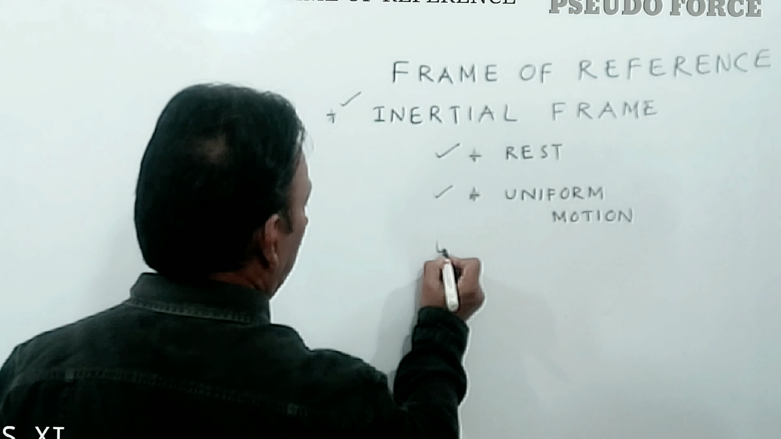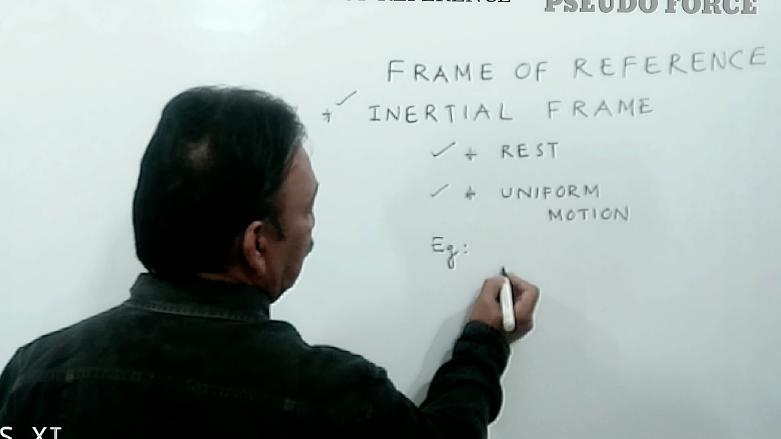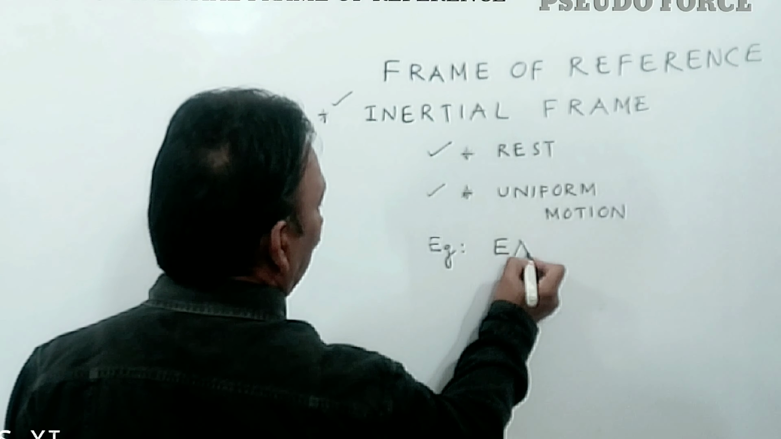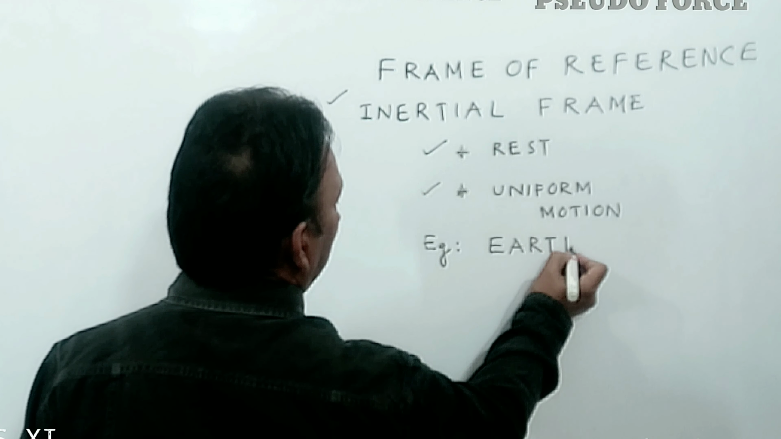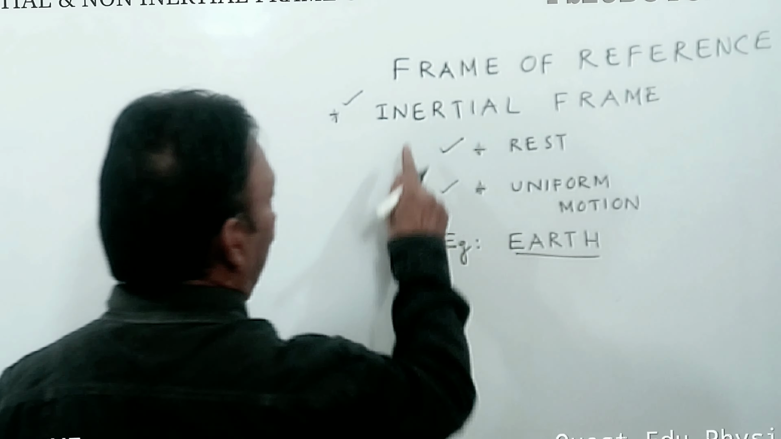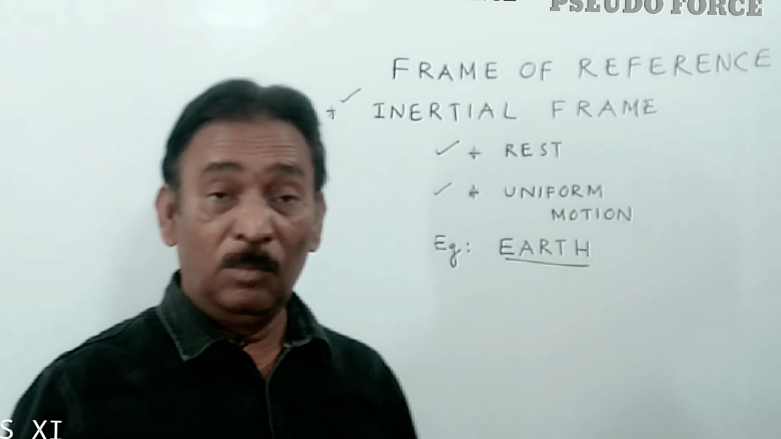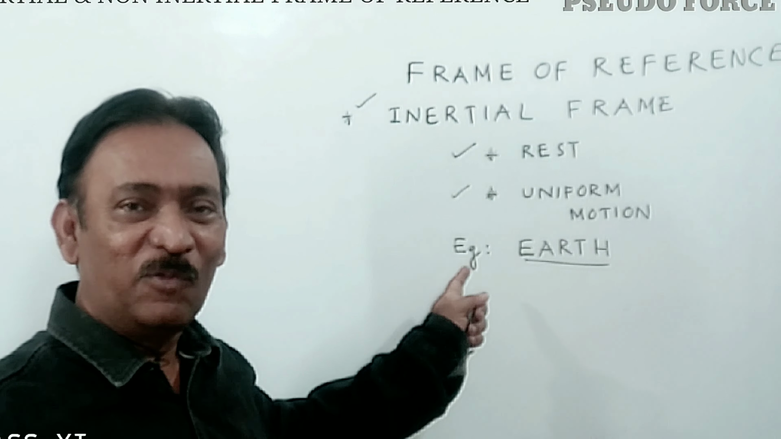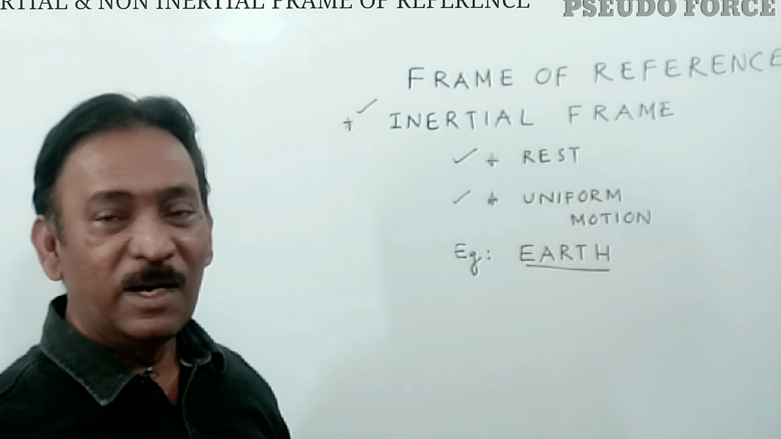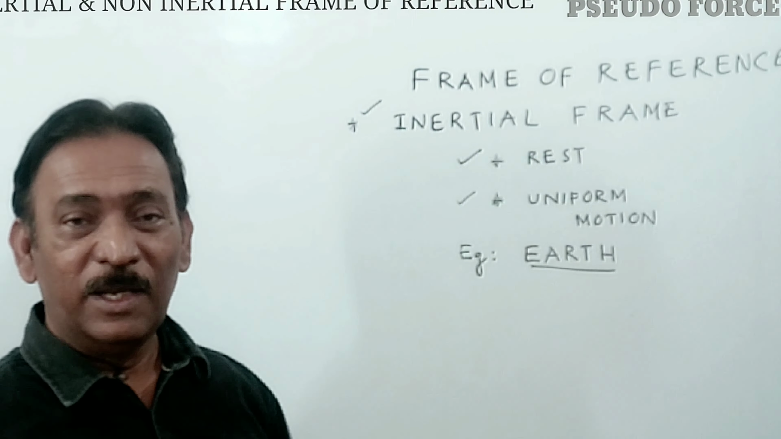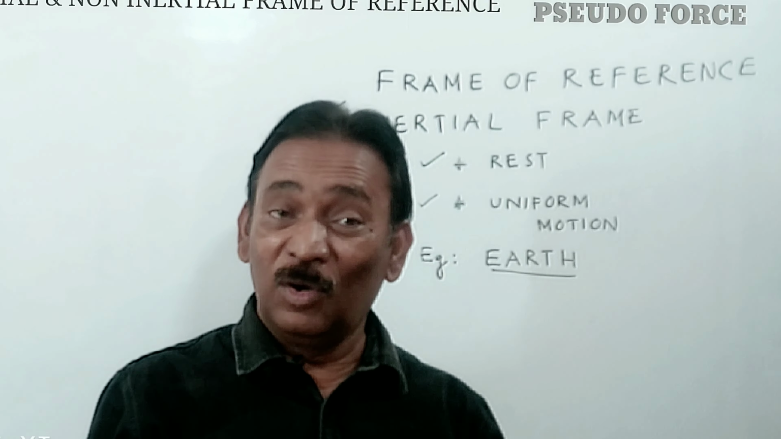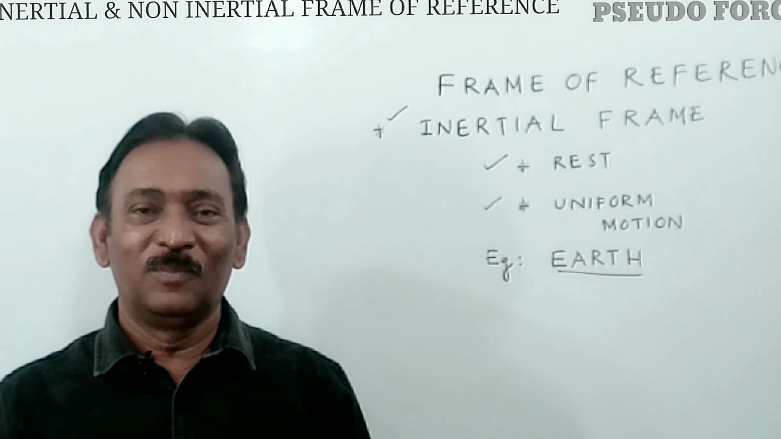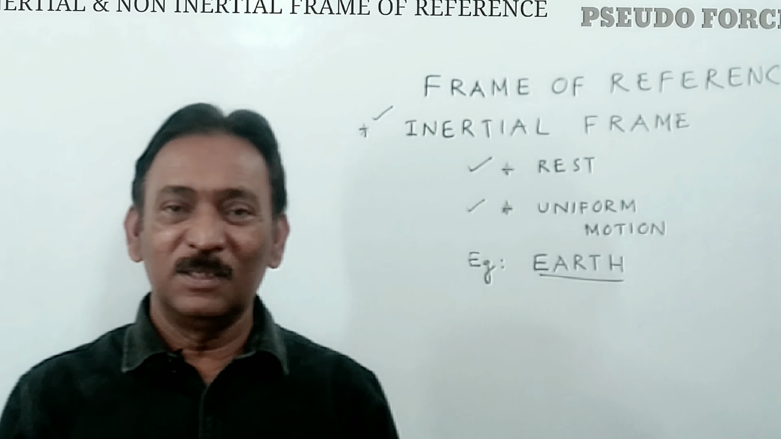The best example of an inertial frame of reference is Earth. But I said an inertial frame of reference must be at rest or in uniform motion, and we know that Earth is in motion. It is moving along a circular path.